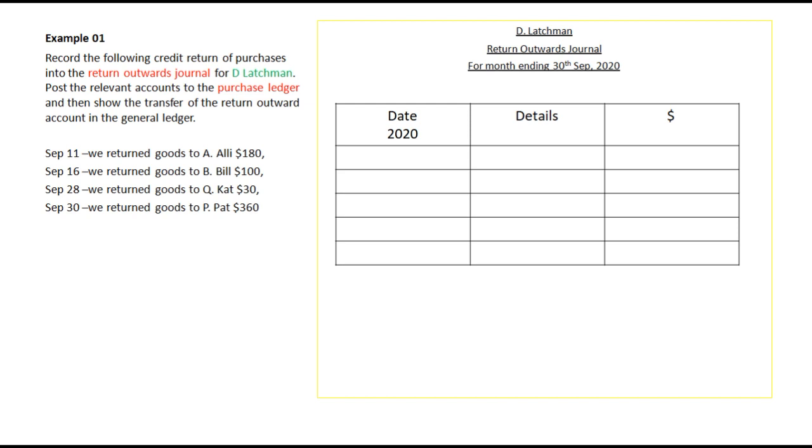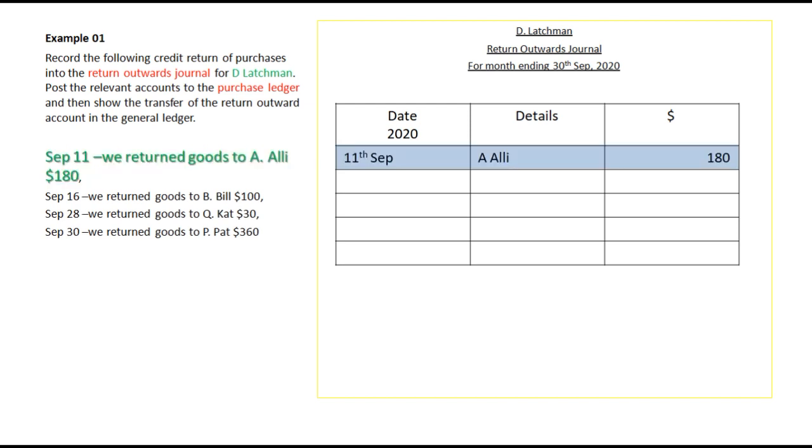And then we use the standard format for the journal, which is the date, detail, and the amount. If they give us the invoice number, we have to include it in the format. In this case, they did not give us the invoice number. So let's go with our recording. The first date is the 11th of September. We return goods to A. Ali. So in the date column we write the 11th of September.